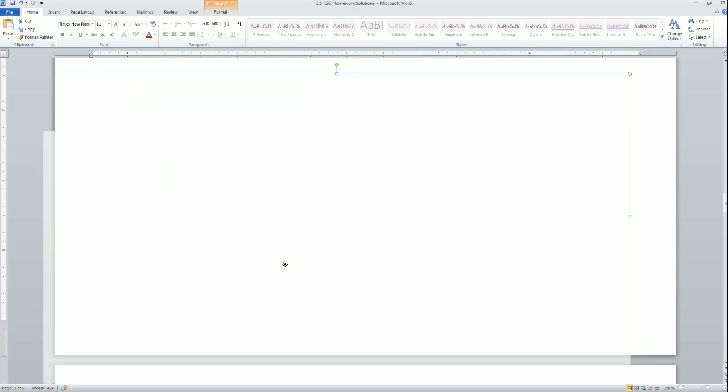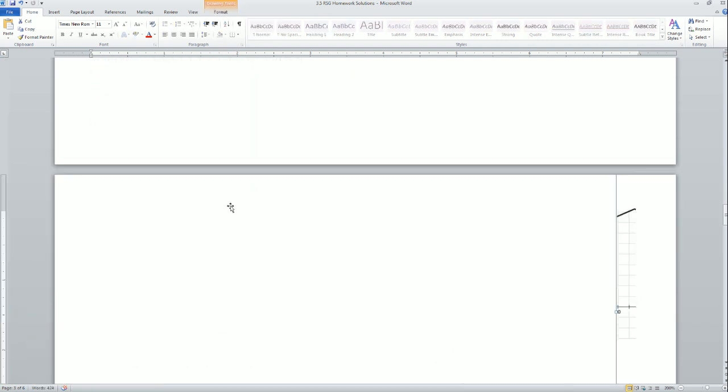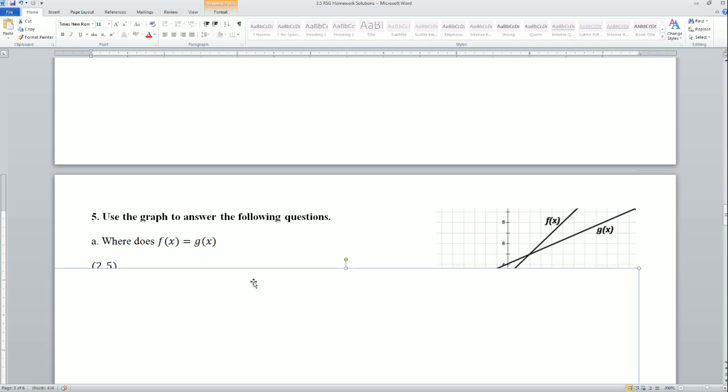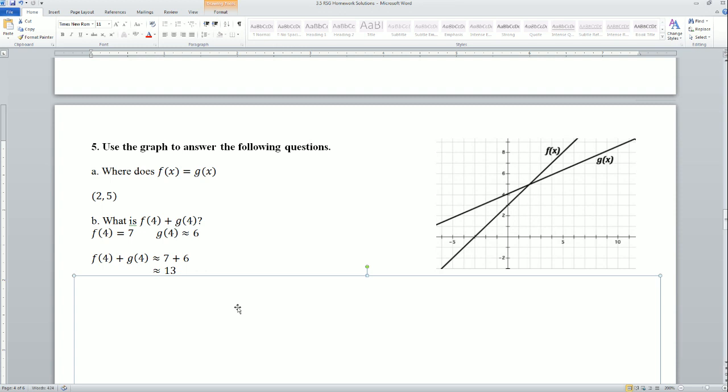Alright. Next, let's take a look at this part. Using the graph to answer the following questions. Where does f of x equal g of x? That is its intersection here, right? The point where they intersect, and that looks like it is at 2, 5. That is correct. What is f of 4 plus g of 4?